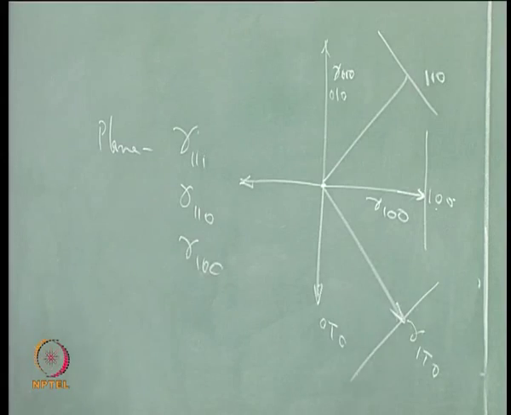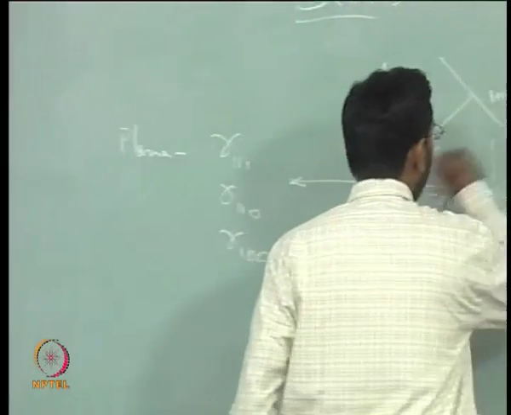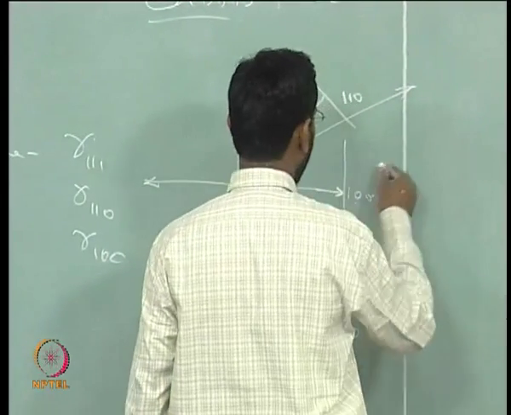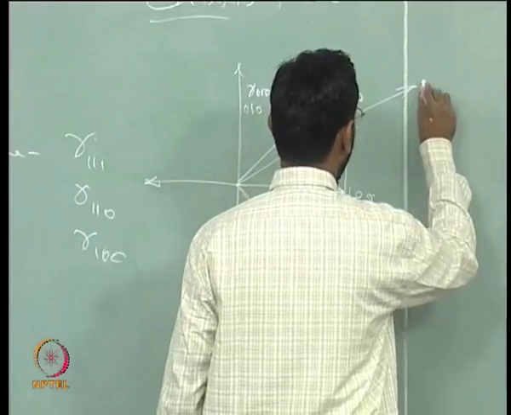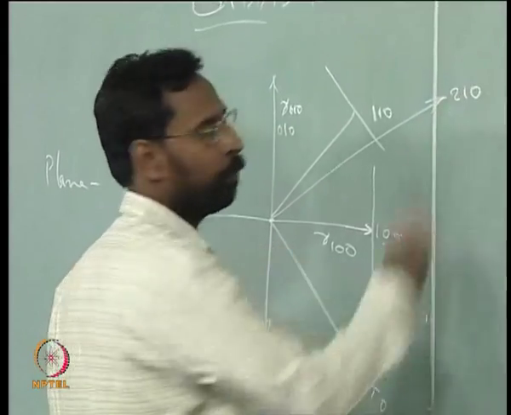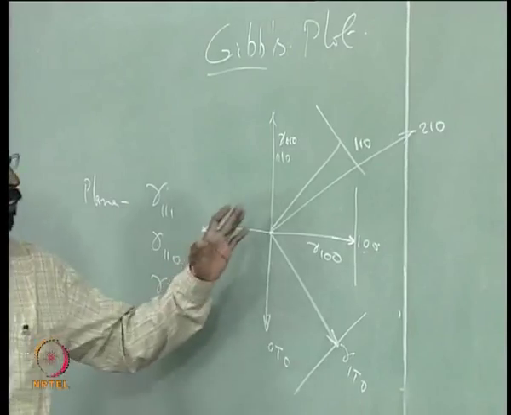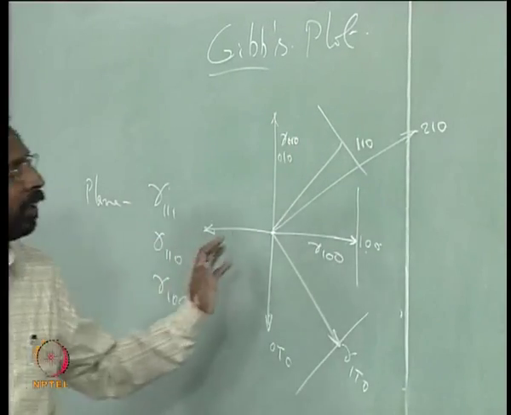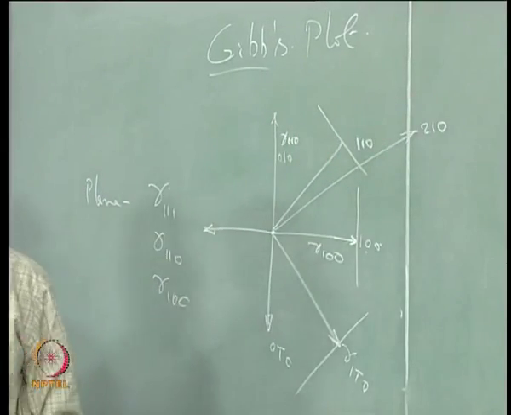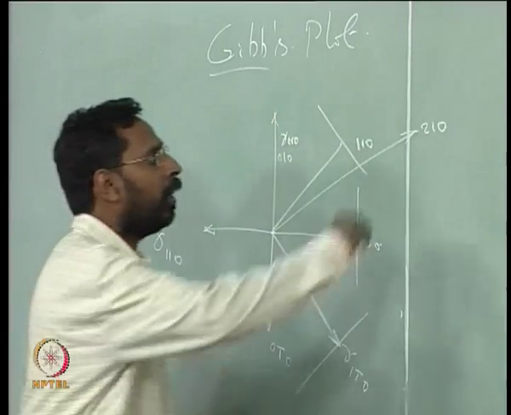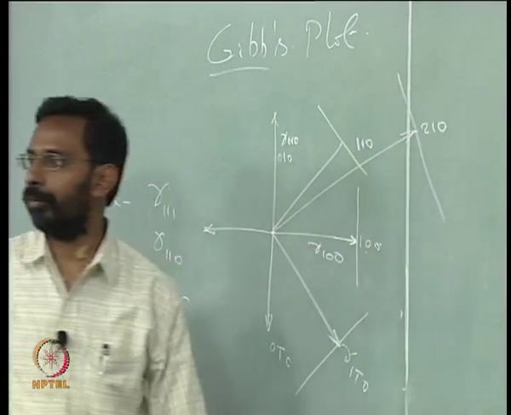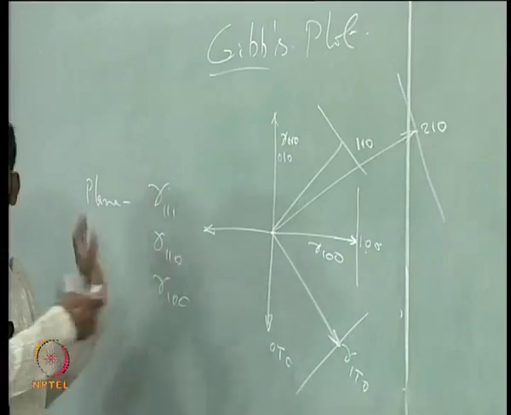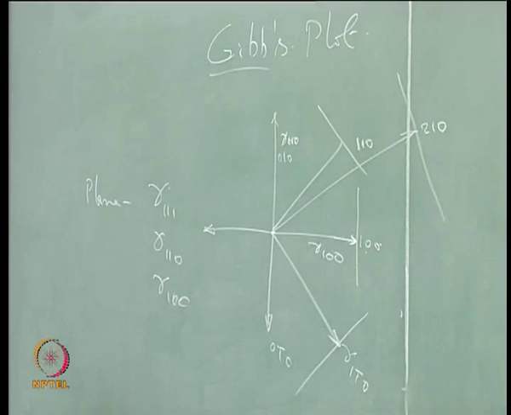Now there can be some plane, if this is 110, this could be 210, and its surface energy is so high, let us say, that this vector goes out to a large extent. Now I draw a perpendicular to that also, and for each of these vectors you draw perpendiculars.